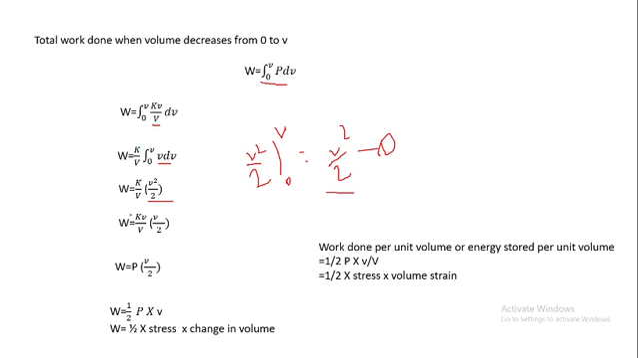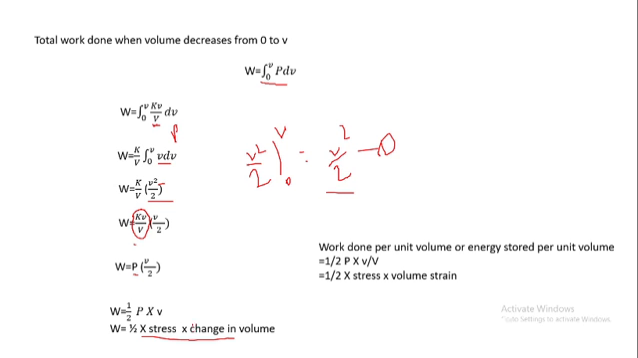Multiply this by the constant K upon V. Now this V squared can be written as v into V. If you observe, kv upon capital V is nothing but P. So here P is the applied pressure, and we have v upon 2. So we have to write 1/2 P into v. This is the work done, 1/2 into stress into change in the volume.